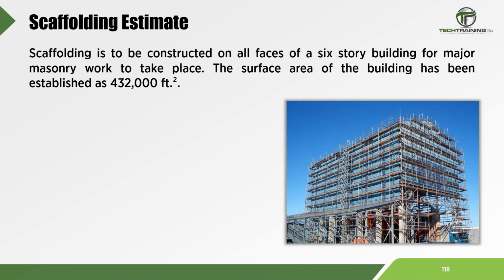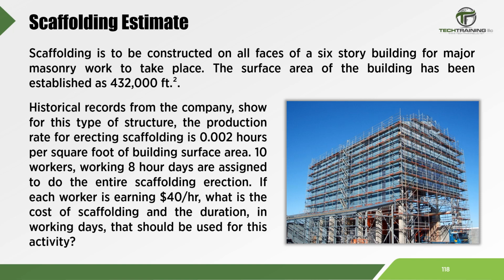Scaffolding is to be constructed on all faces of a 6-story building for major masonry work to take place. The surface area of the building has been established as 432,000 square feet. Historical records from the company show for this type of structure, the production rate for erecting scaffolding is 0.002 hours per square foot of building surface area. 10 workers working 8-hour days are assigned to do the entire scaffolding erection. If each worker is earning $40 per hour, what is the cost of scaffolding and the duration in working days that should be used for this activity?